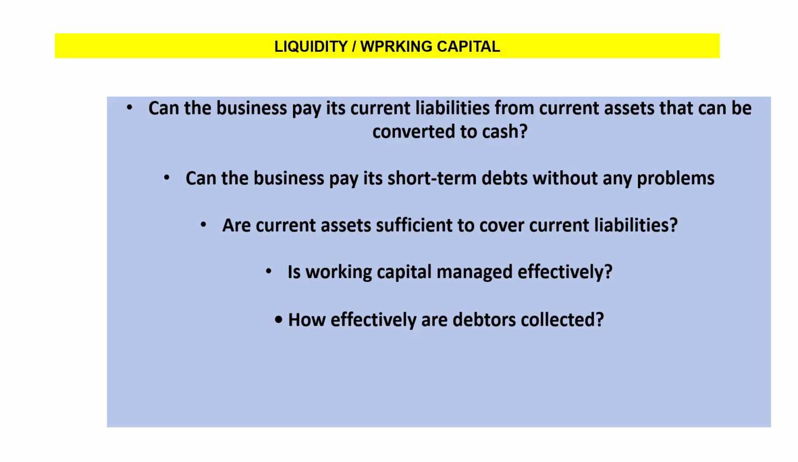Then we go to liquidity. I see working capital is spelled wrong. That P is supposed to be an O, working capital. Can the business pay its current liabilities? Remember, debt equity, we worked with long-term liabilities, non-current liabilities. Now here we work with our current liabilities. Can the business pay its current liabilities from current assets that can be converted to cash?